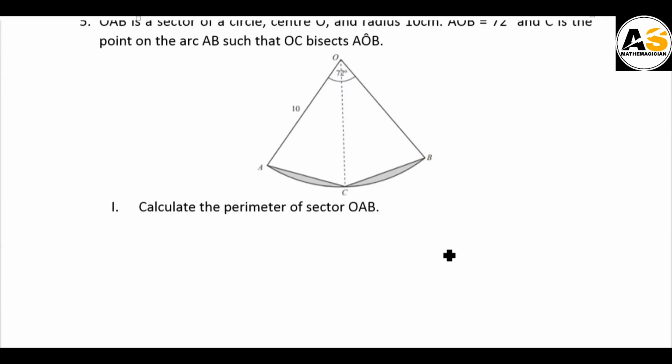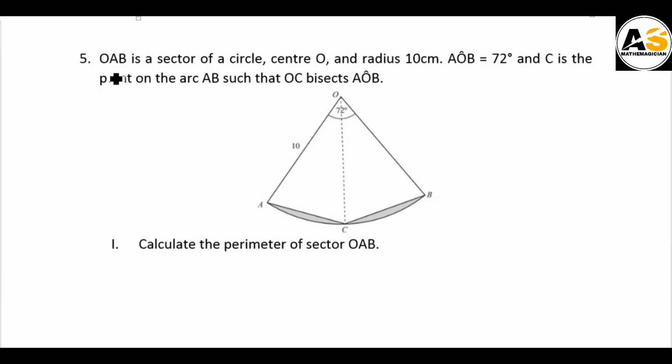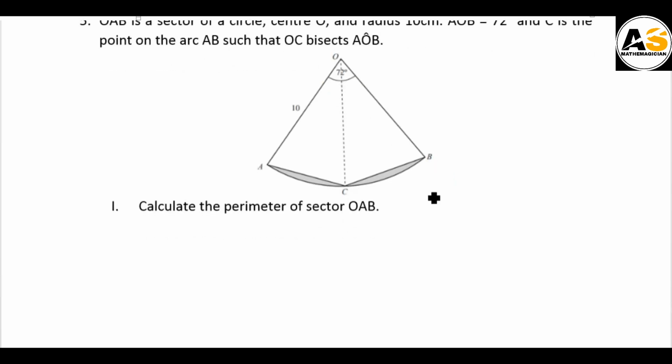Today's last question. OAB is sector of a circle. It has center O, radius 10 centimeter, angle AOB is 72, and C is point on the arc AB such that OC bisects angle AOB. This angle is 36 degree and this angle is 36. We have to calculate the perimeter of sector AOB.